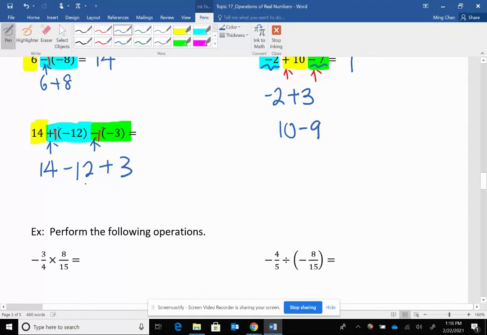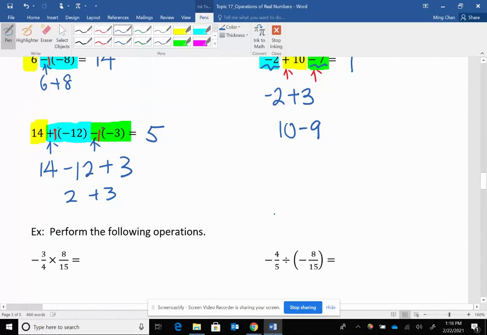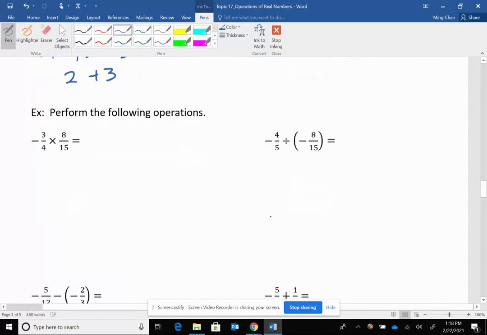So 14 minus 12, okay, I'm going to do it from left to right here, is 2. 2 plus 3, my answer, 5. That's how we do this. Okay. So addition and subtraction signs outside the parentheses always help me identify the terms.